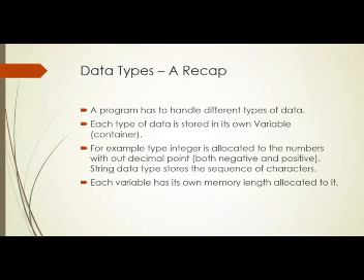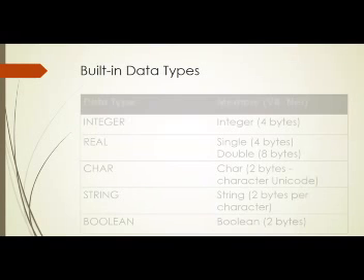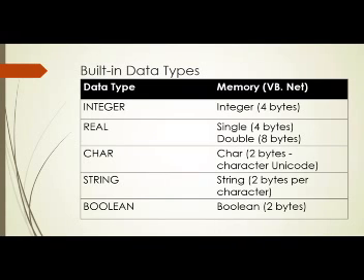Now, what does a data type actually tell us? A data type tells us how much memory in the RAM is going to be given to that specific type of variable, and how that variable will be stored in the memory. Each variable is given its own length in the memory. For example, if you look at this table on your screen, according to VB.NET, each built-in data type is given a specific length.